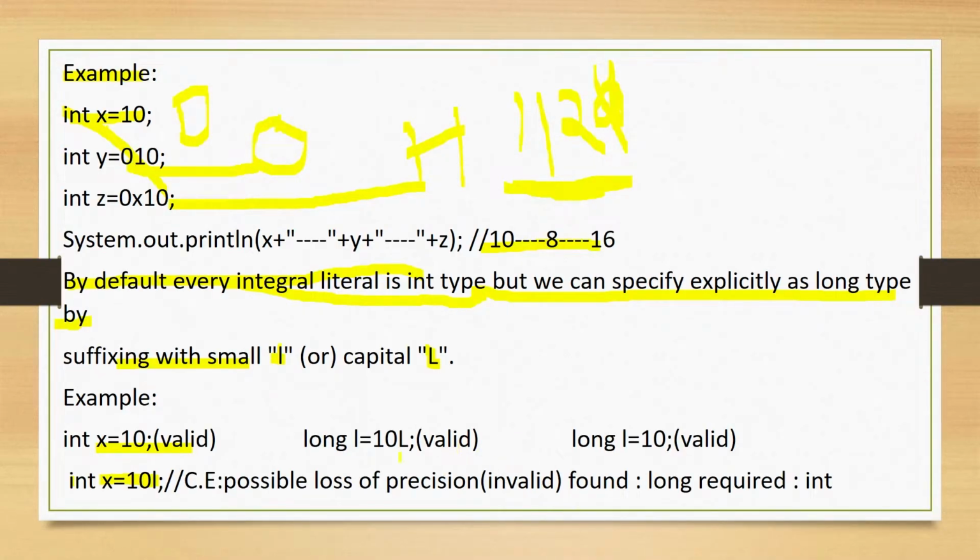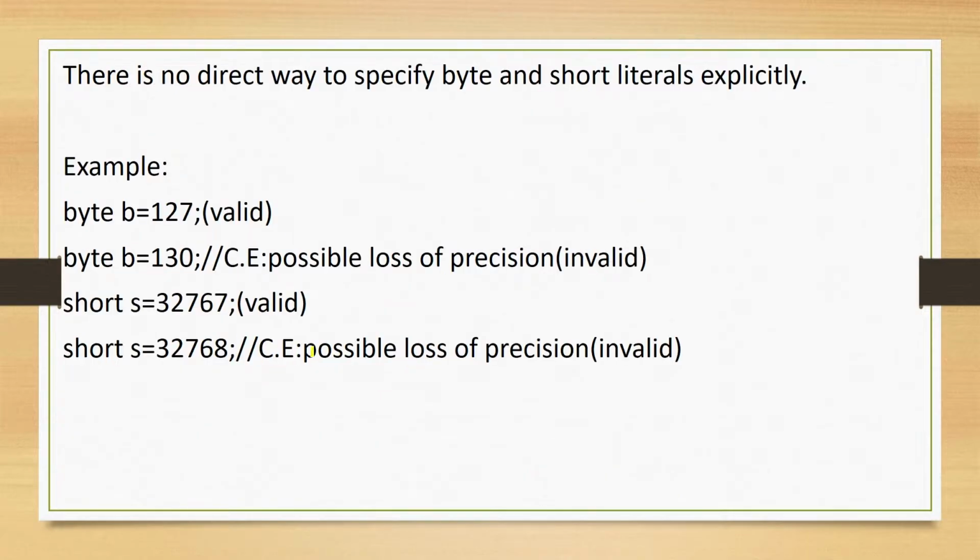So this is just as we saw, and here are some use cases. So capital L, or even if we give 10 here, it would consider this as int type, but since this fits int's range, it doesn't matter here. We have seen this example, so let's move on now. And another thing, there is no direct way to specify byte or short literals explicitly.